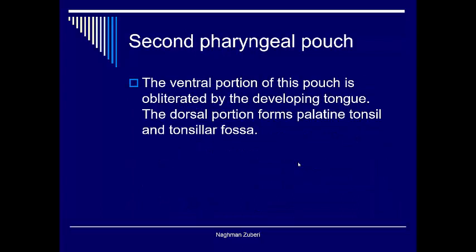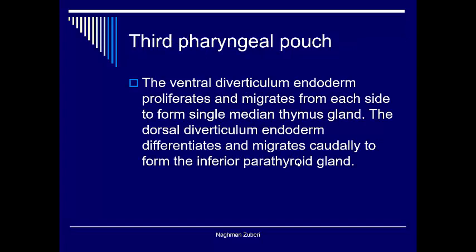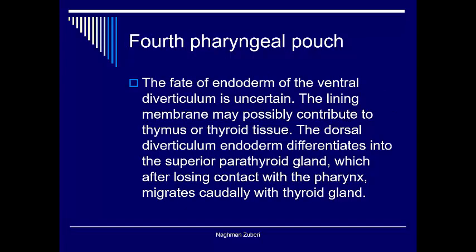Second pharyngeal pouch. The ventral portion of this pouch is obliterated by the developing tongue. The dorsal portion forms palatine tonsil and the tonsillar fossa. Third pharyngeal pouch. The ventral diverticulum endoderm proliferates and migrates from each side to form the single median thymus gland. The dorsal diverticulum endoderm differentiates and migrates caudally to form the inferior parathyroid gland.